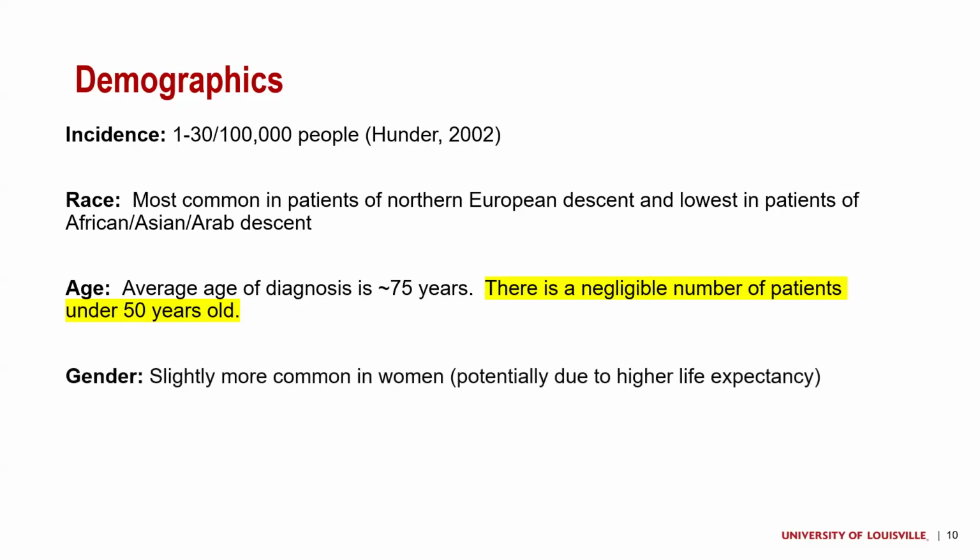And then in terms of gender, as with many autoimmune conditions, this is more common in women. However, this is a very slight prevalence, and it is potentially just due to the higher life expectancy of women. If women get to an older age, they're more likely to develop giant cell arteritis.